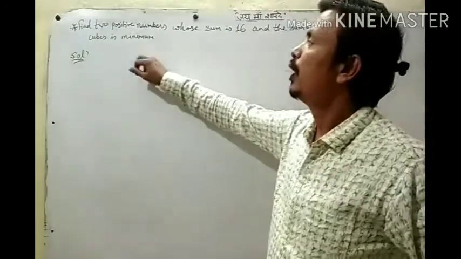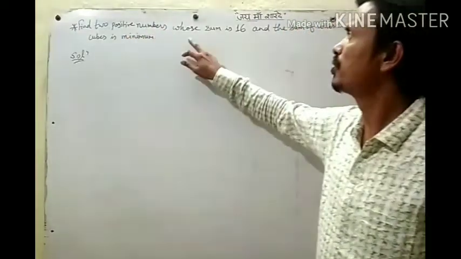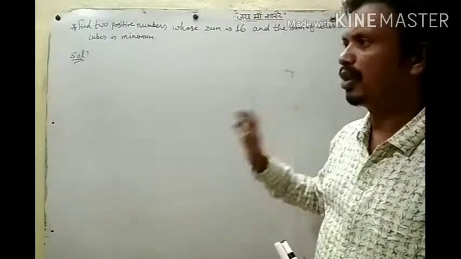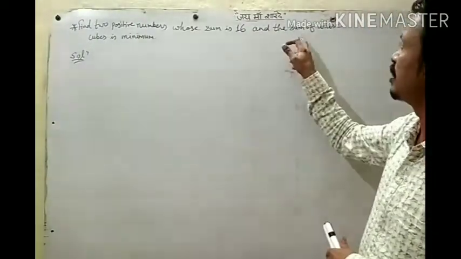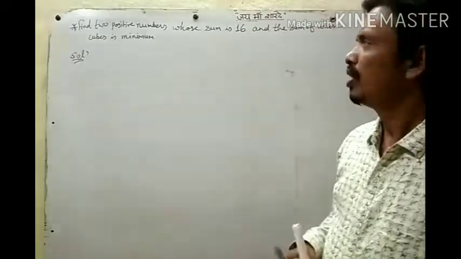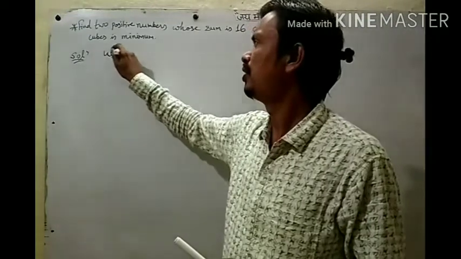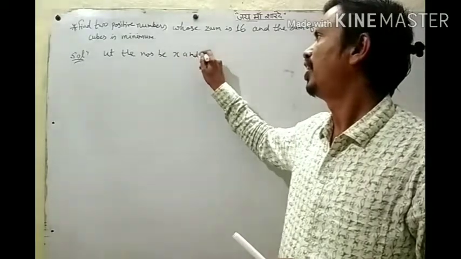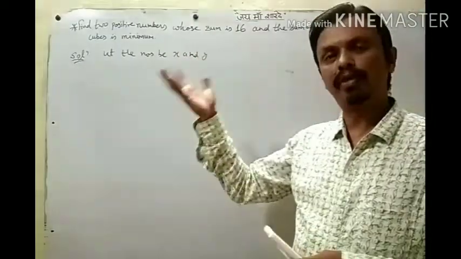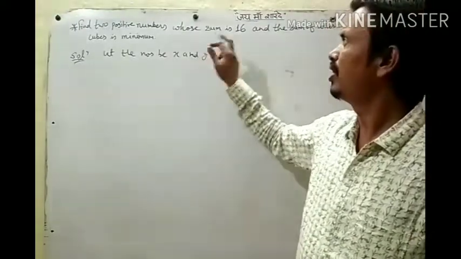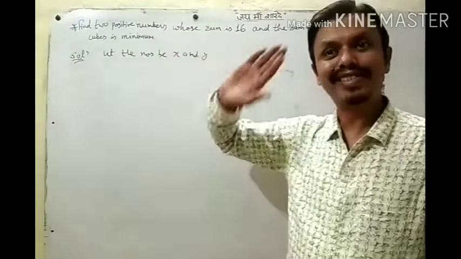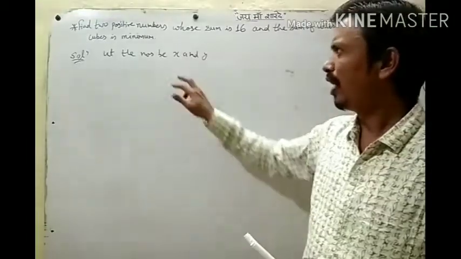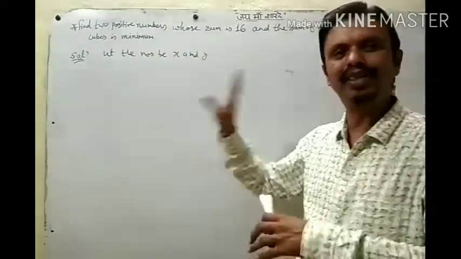Now the next question is: find two positive numbers whose sum is 16 and the sum of whose cubes is minimum. Okay, we need two numbers whose sum should be 16 and sum of their cubes should be minimum. So first step, let the numbers be x and y. Now we can use two variables or we can use one variable also. We can take one number x, and because the sum is 16, the other number will be 16 minus x. This also we can take, but I am taking two variables, so that it will be easy for other questions.